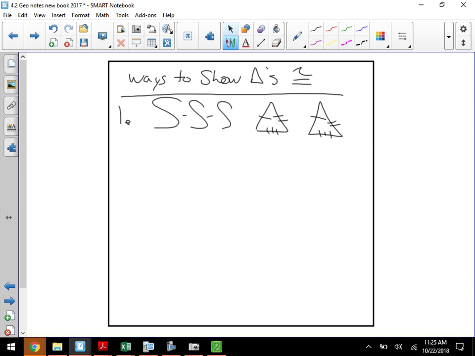The other way that we're going to look at today is called side angle side. Notice the lettering. Where's the A in the lettering of side angle side? It's between the two sides. So when we have side angle side, you're always going to have the angle between the two sides. That's why they say side angle side.